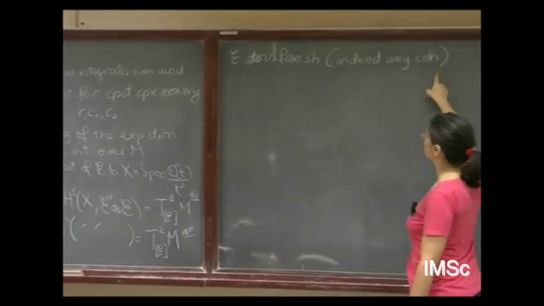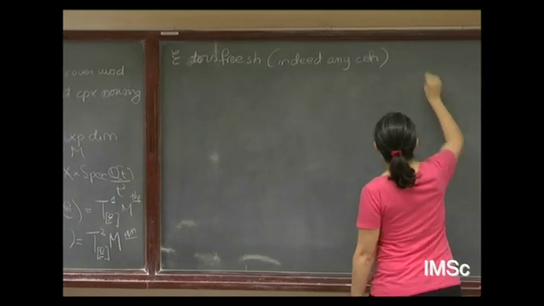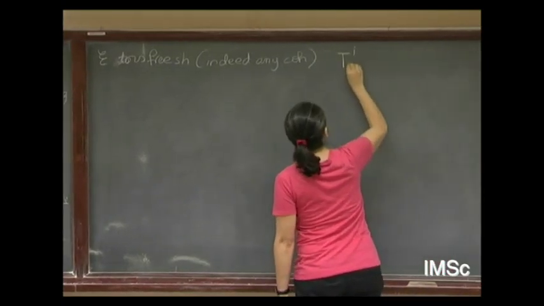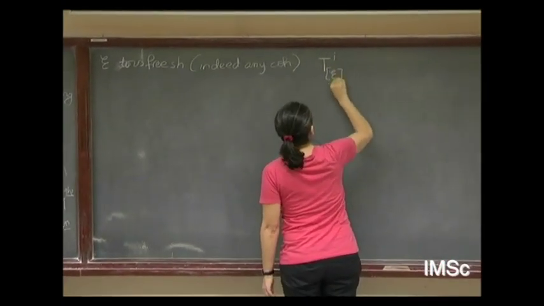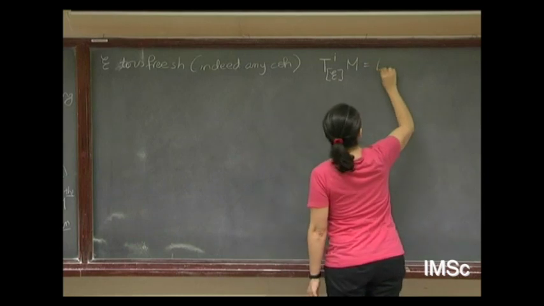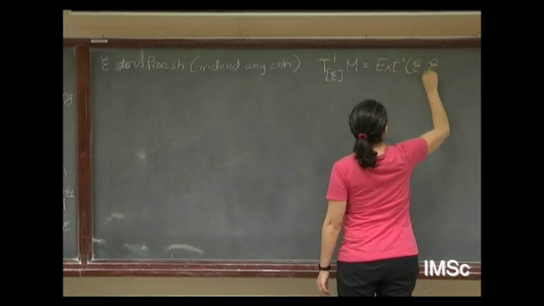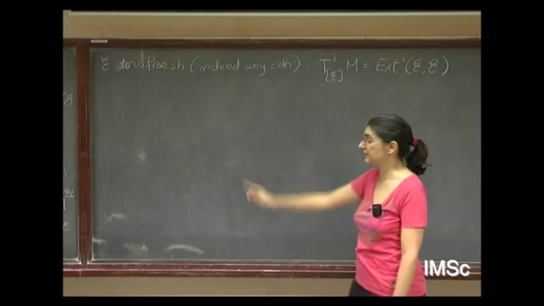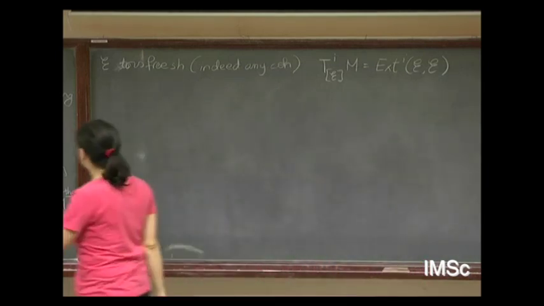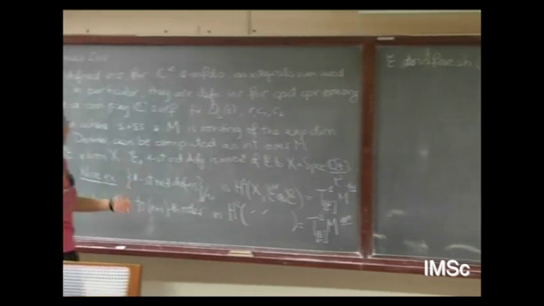And if E is torsion-free, then what you get is that T_i is Ext^i(E, E), which is of course the same if E is locally free. And what do I mean by expected dimension?